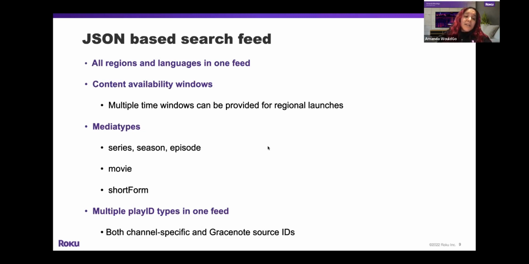We have one additional media type at this time. We still are including series, season, and episode, and movie. We've added short form to the list. And the JSON-based feed will allow you to have access to any new media types as we add them in the future. The JSON-based search feed also gives multiple play ID types in one feed. Both channel-specific and Gracenote source IDs can be used in the same feed.